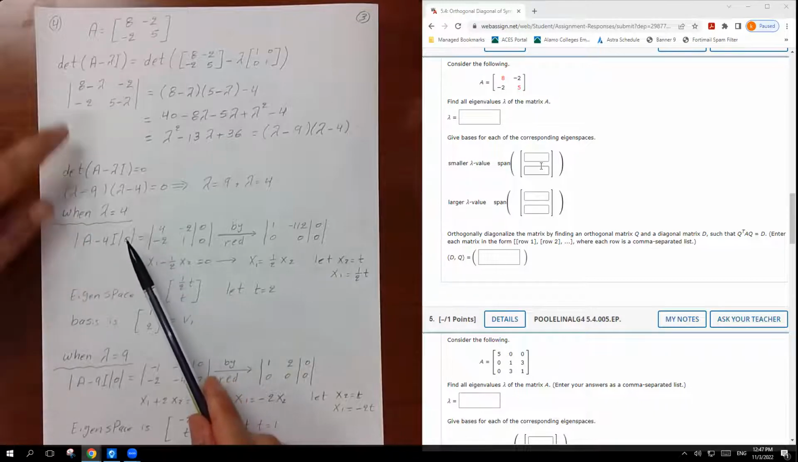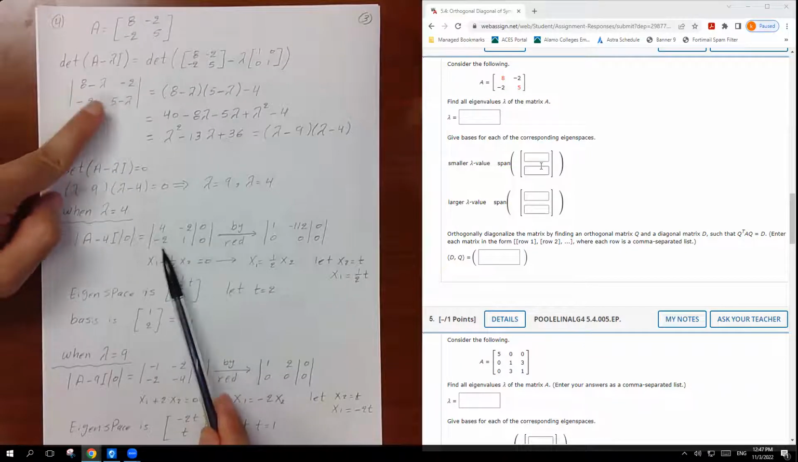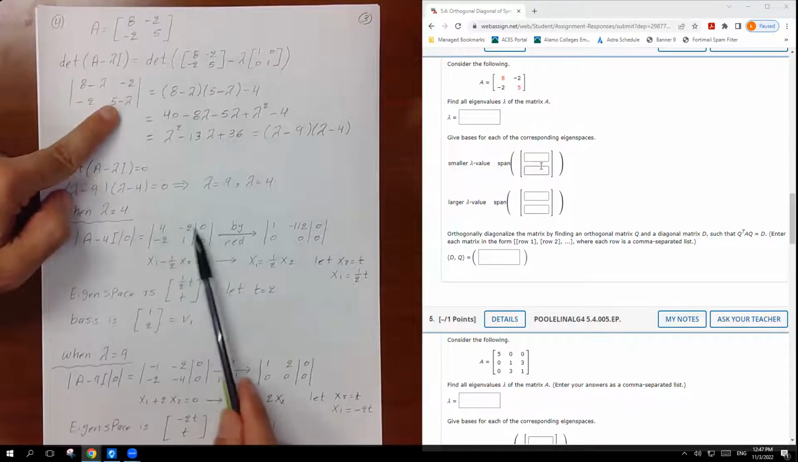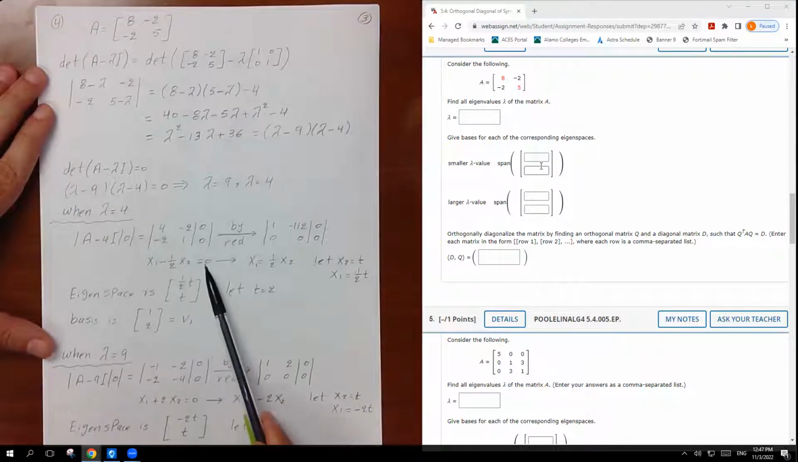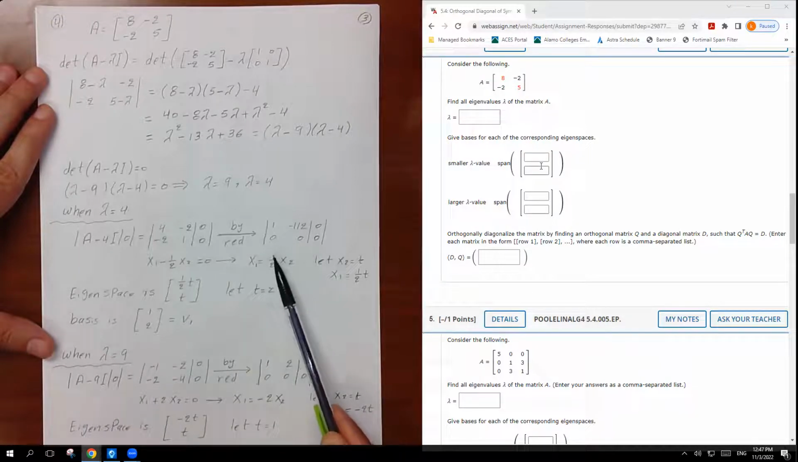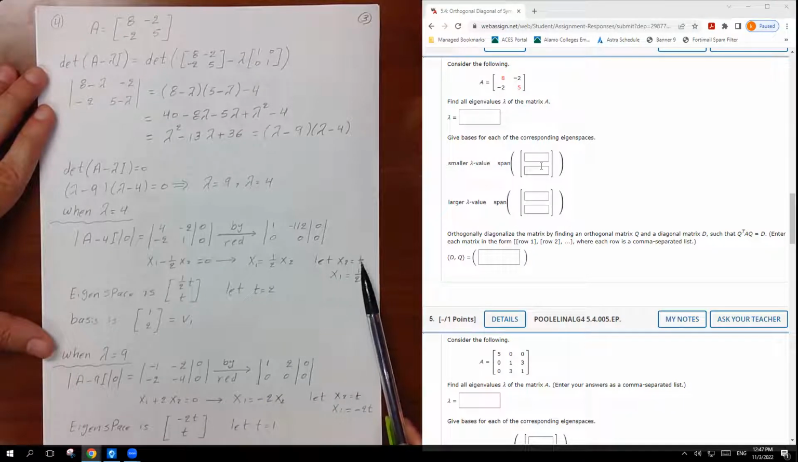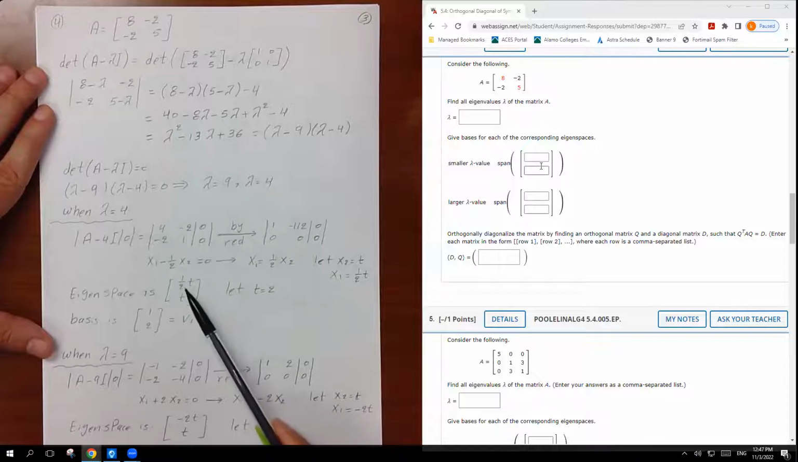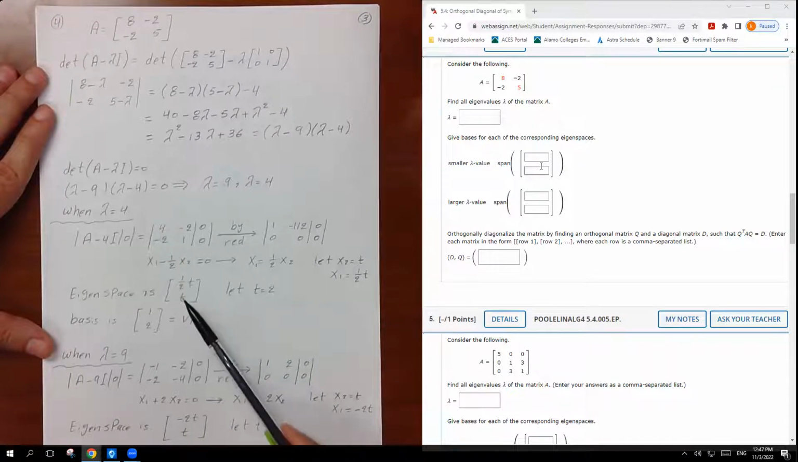So A minus 4I with the 0 is going to be this matrix. That means I'm going to plug in 4 here. So 8 minus 4 is 4, -2, -2, 5 minus 4 is 1. By row reduction, you get this matrix. That means x1 minus 1/2 x2 equals 0, so x1 is half x2. Here, what I did, let x2 equal t. That means x1 is half t. Our eigenspace is half t and t. I don't want to work with the fraction, so I'm going to let t equal 2. So it's 1/2 times 2, which is 1, and here's 2.